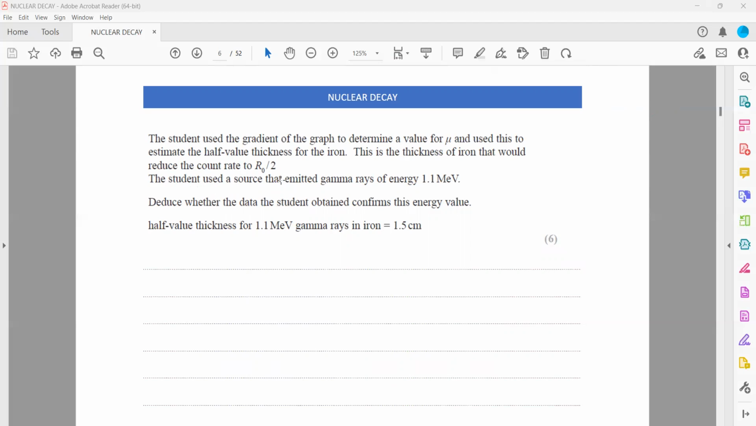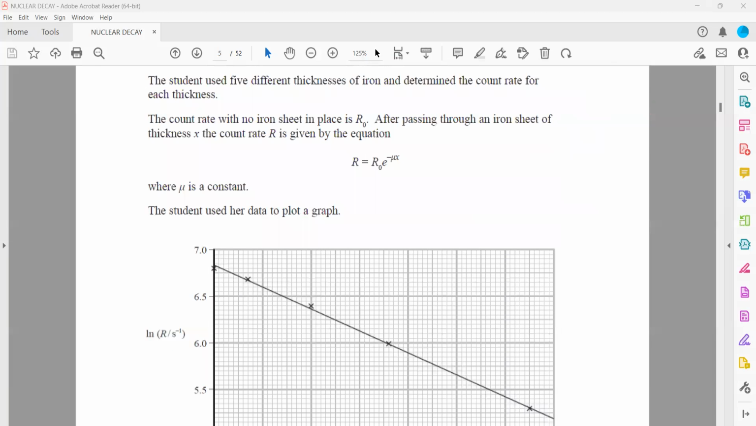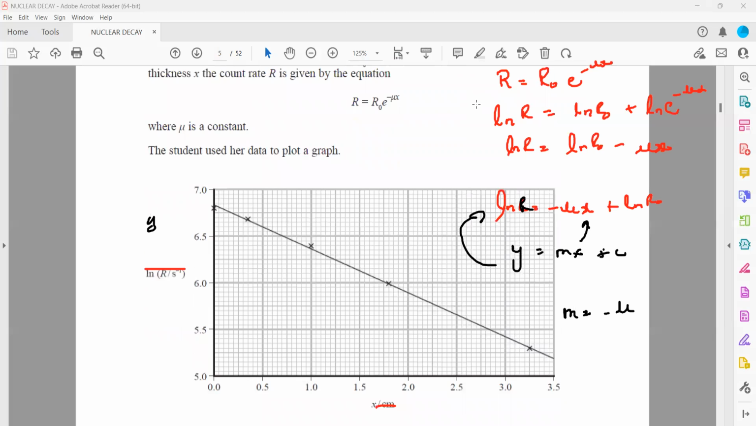The student uses a source emitting gamma radiation; deduce whether the data the student obtained confirm this energy. The half value thickness of iron for 1.1 MeV is about 1.5. So we just have to show that the half value thickness is 1.5. As we derived, the gradient will be equal to minus mu, so we can take any 2 points.